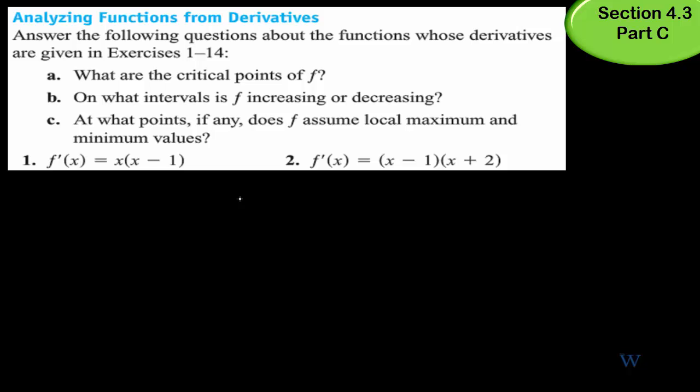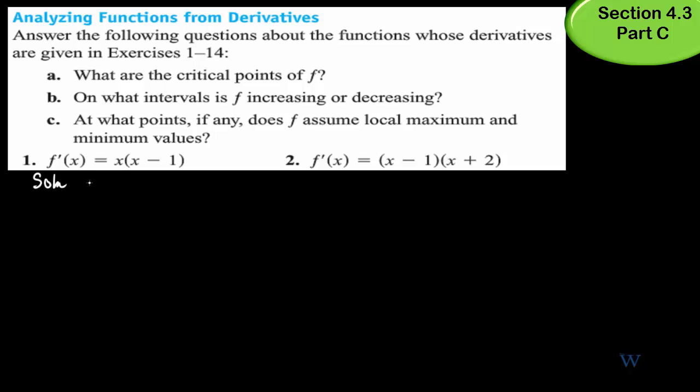All right, so let's try number 1. Take the first derivative, which is given already. What we have in exercises 1 through 14 is that even if we don't know the function itself, as long as we know the first derivative, we can set it equal to 0 and get the critical values, then subdivide the number line. You can use test points to find where it's increasing and decreasing, so that you'll be able to answer letter C.